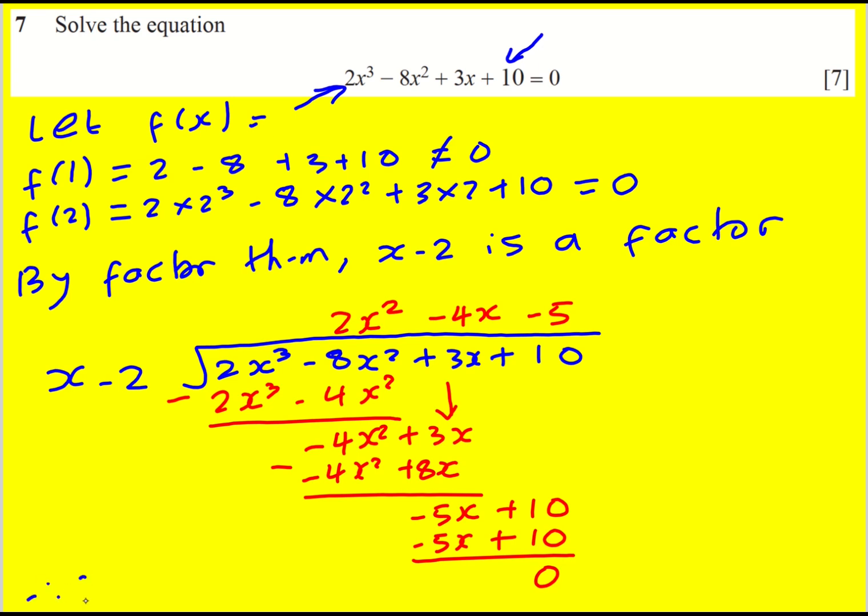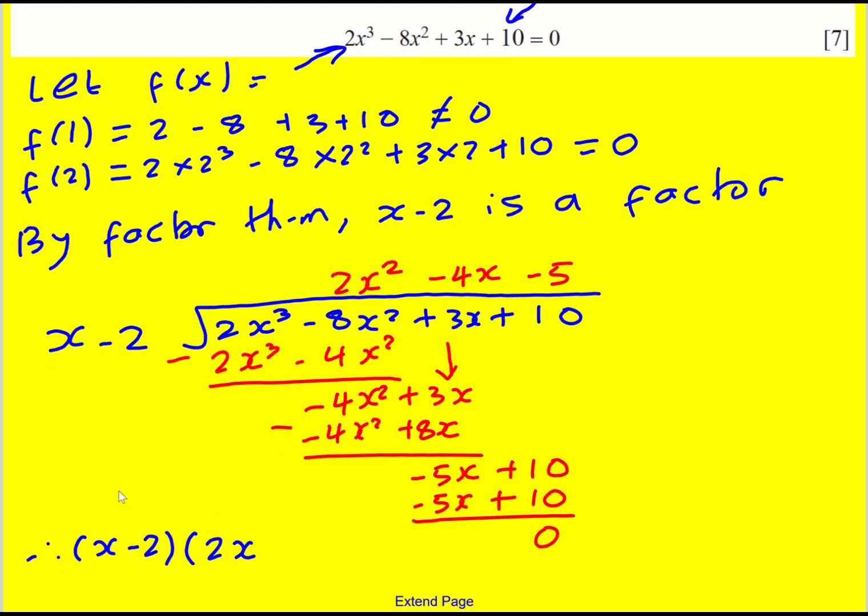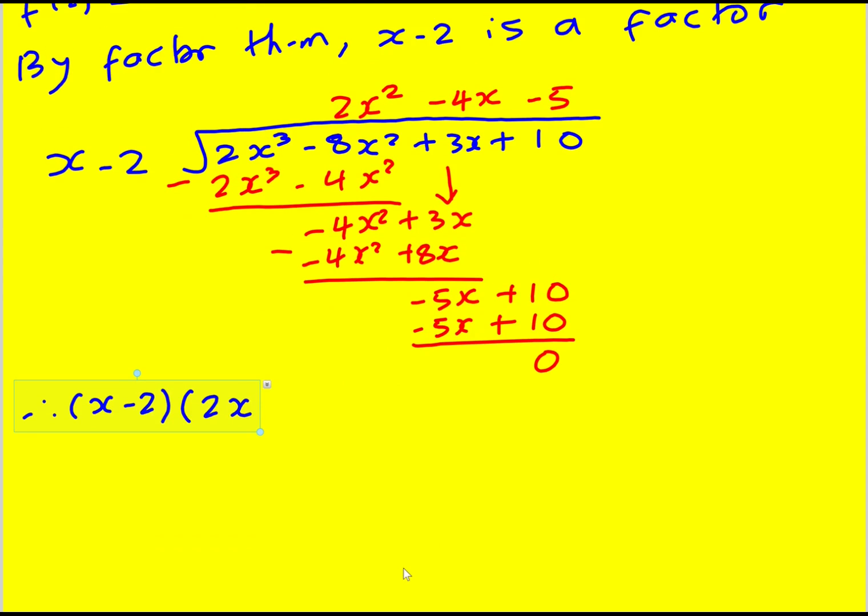So therefore, we've just shown that if I do this cubic divided by x minus 2, I get this quadratic. So I can rearrange that to just x minus 2 times 2x squared minus 4x minus 5 is equal to 0. That's what I'm trying to solve. I can see a solution, x equals 2.